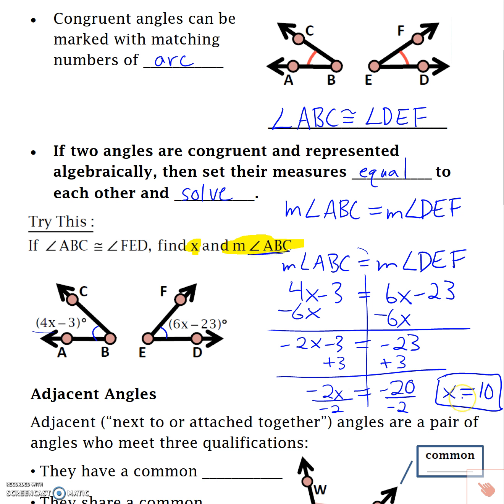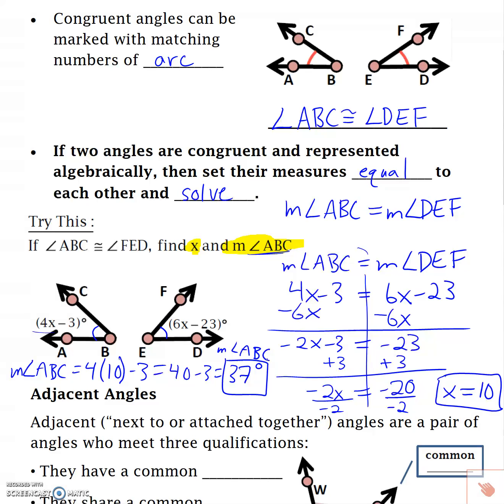So what we need to do is take that x equals 10 and plug it back in. The measure of angle ABC is going to be equal to 4, and then instead of writing x, we substitute 10, minus 3. That gives us 40 minus 3, which is 37, and we want to label this as 37 degrees. So that's the measure of angle ABC, and we're done. Okay, so that's congruent angles.